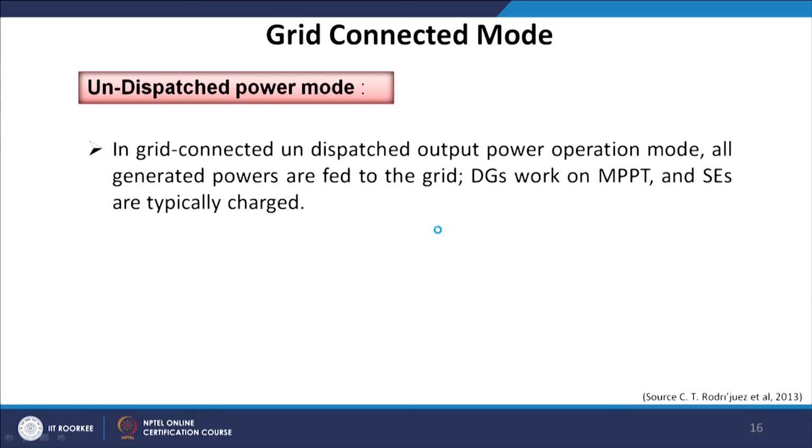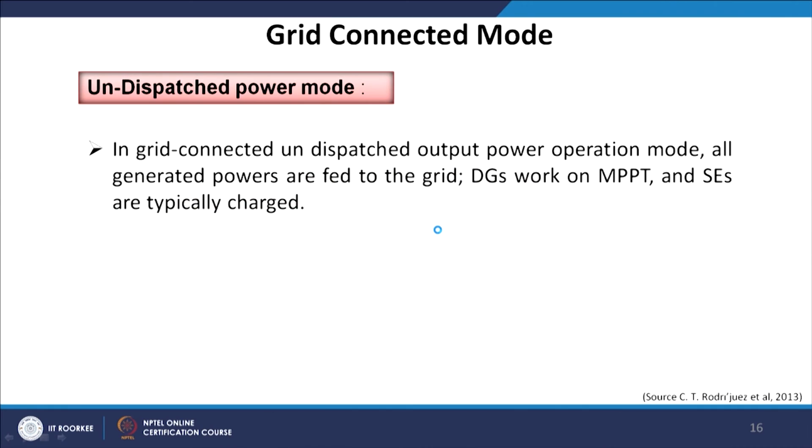Now, in case of undispatched power mode, the generations are not dispatchable or frequently varying. In grid connected undispatched output power operation mode, all generated powers are fed to the grid. Whatever the power you generate, that all will be fed to the grid. Distributed generation works on MPPT, and storage elements are typically charged. So, you generate, charge your storage and exchange to your grid. That is what you do.